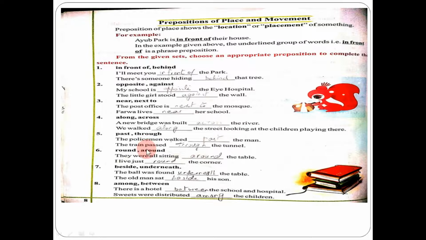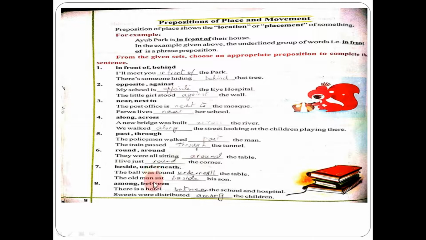Then number 6, round and around. They were all sitting blank the table. So what are we going to add? They were all sitting around the table. And number 2, I live just blank the corner. I live just round the corner.